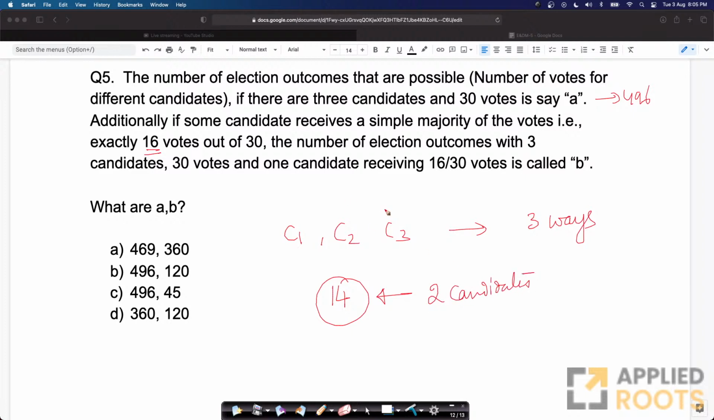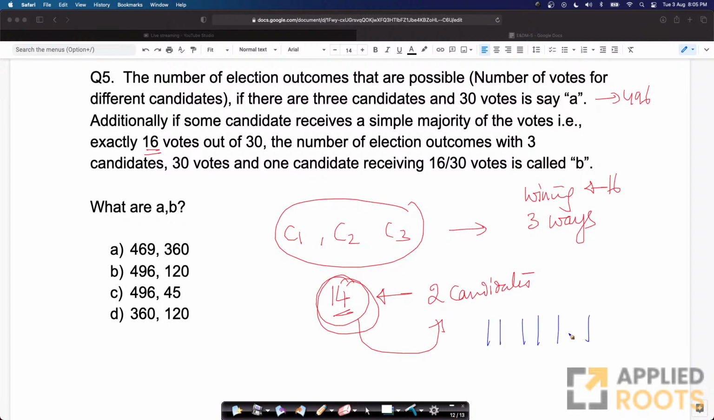You can pick the winning candidate in 3 ways. The winning candidate got exactly 16 votes, so you're still left with 14 votes. These 14 votes you need to split across 2 candidates. Again, this is exactly the same matchstick problem, right? So you have 14 sticks here.